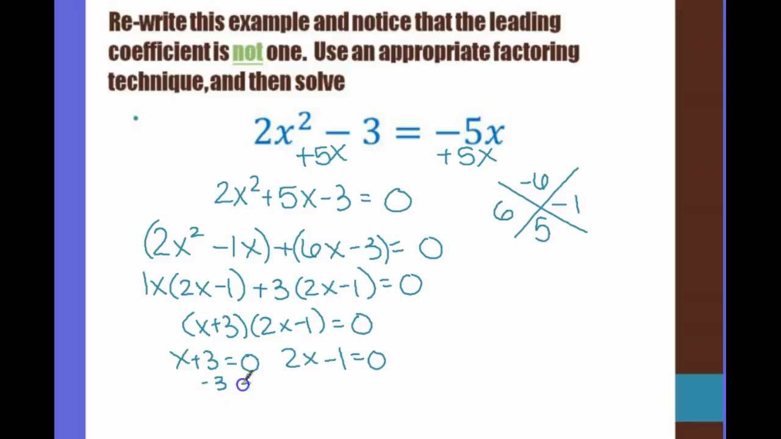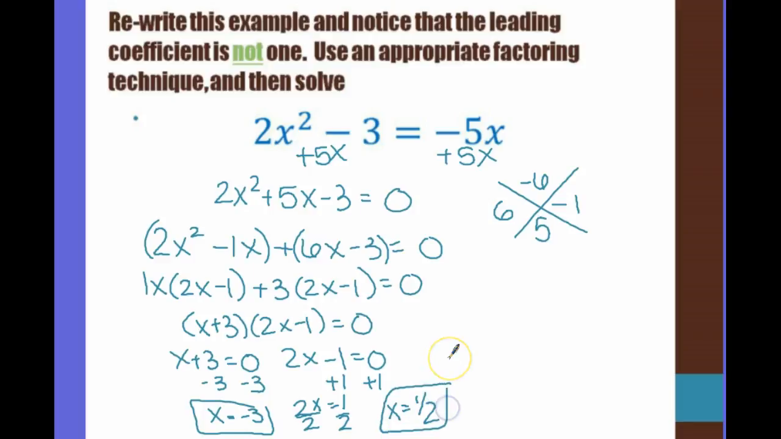So here we subtract 3, and we get x equals negative 3. Over here, because of the 2 on the x, this is actually a two-step equation to solve. So you have to add your 1 to both sides, and then you have to divide by 2. So you get x equals 1/2.